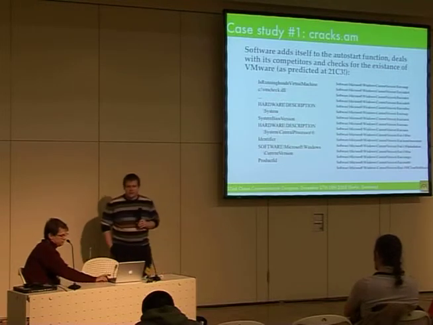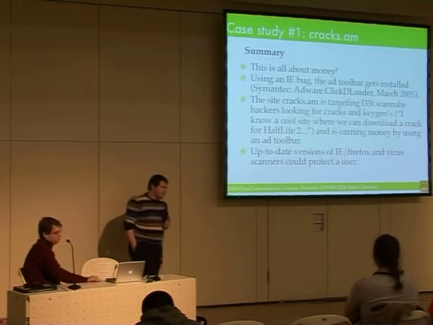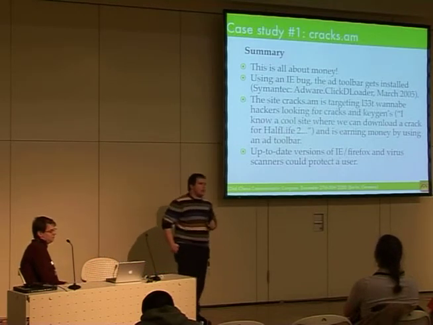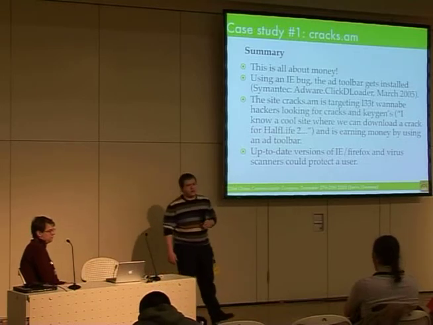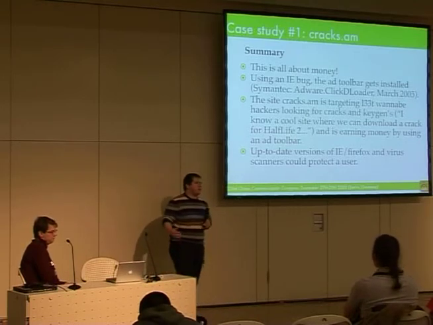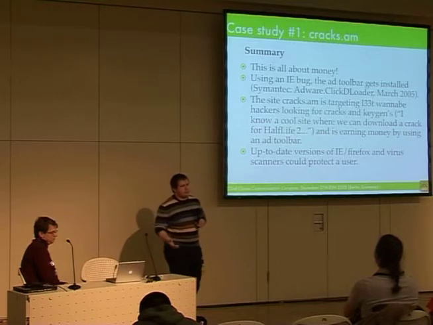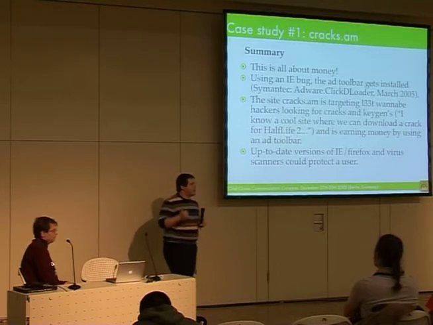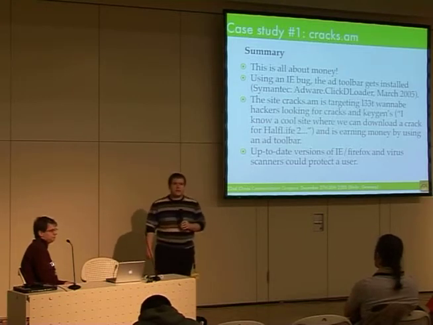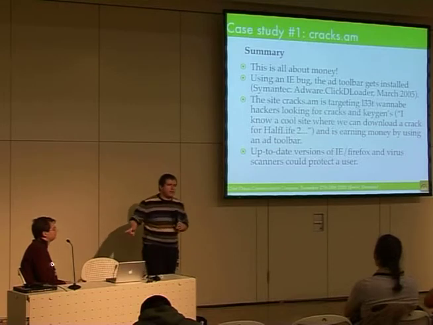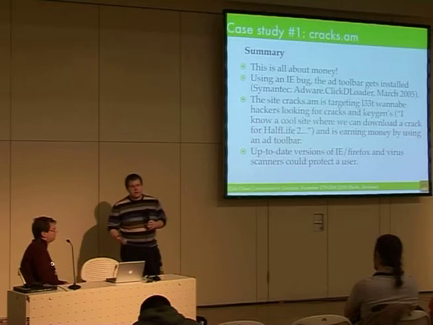Okay, I think now we come to our summary. The thing is basically, cracks.am is all about the money. It is malicious in the way that it installs spyware on your system. But then again, by using the toolbar, it's all about getting money for the people that run the website, okay? So it's not really about backdooring your system, or, as in our second example, a botnet, for instance. It's not that malicious. It's just about the money.